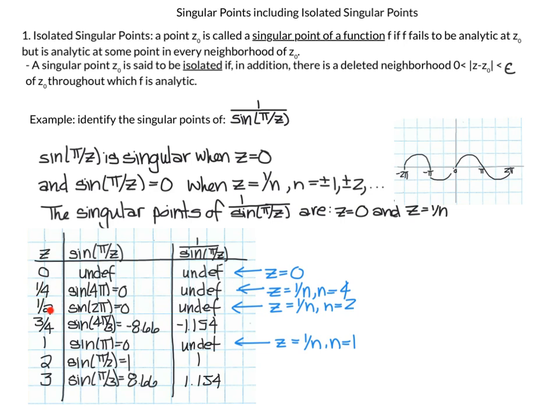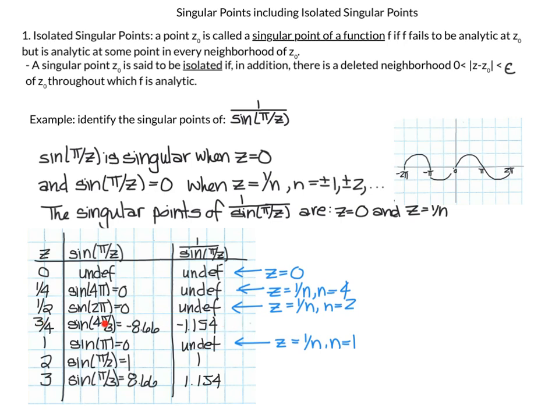Z equals 1/2. So when I have sine of pi over 1/2, that's the same thing as sine of 2 pi. Again, this is undefined. And this is exactly the case over here where z equals 1 over n when n is equal to 2. So that's good. We had identified this as a singularity. When I have z equals 3/4, then sine of pi over 3/4 is the same thing as sine of 4 pi over 3, which is equal to negative 8.66. So I can calculate my function 1 over sine of pi over z, and I get negative 1.154. And this is what we expect.